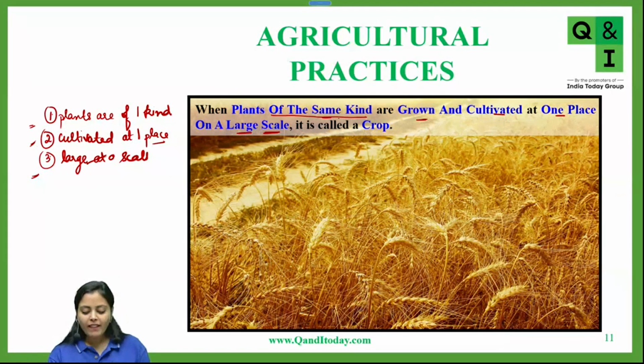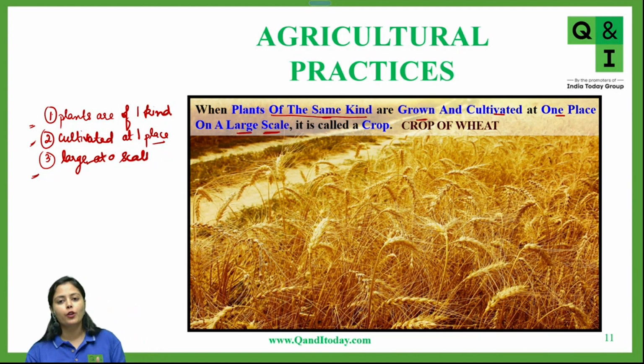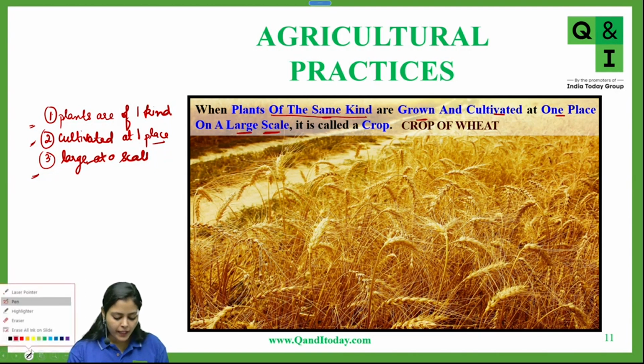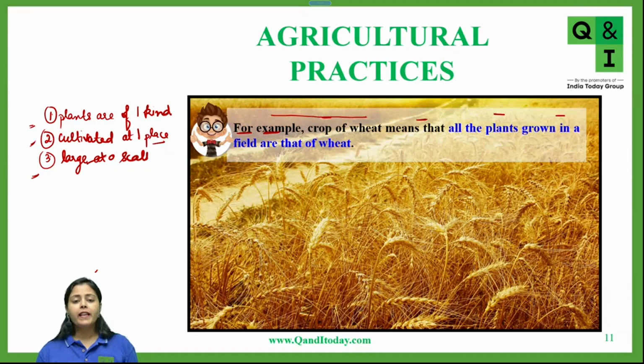So see now, when plants are of the same kind, and they are cultivated at one place, and they are grown on a large scale, then it is called a crop. Has everyone written down the definition of crop? Raise your hands. Now, for example, if you are growing plants of wheat on a large scale at one particular place, then it is called the crop of wheat.